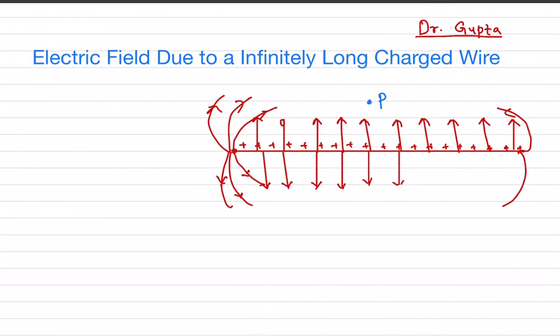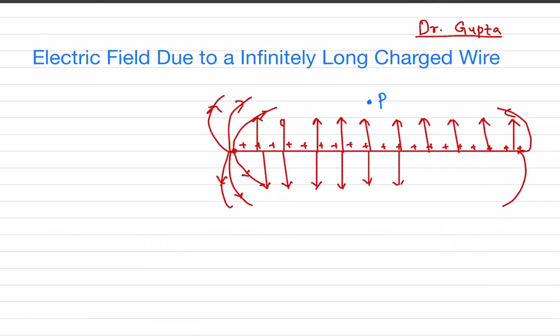And at this point P, this could add up some of the electric fields. But if it is infinitely long, then the contribution of the electric field at this point P due to the fringe fields is very, very minimal. That's the only reason we choose this to be an infinitely long or very, very long wire.